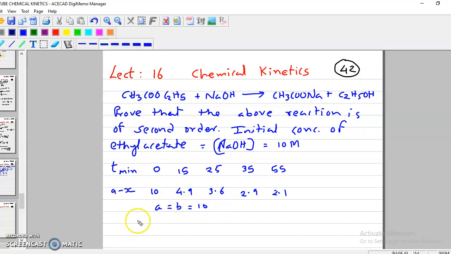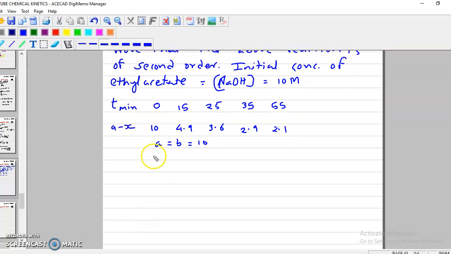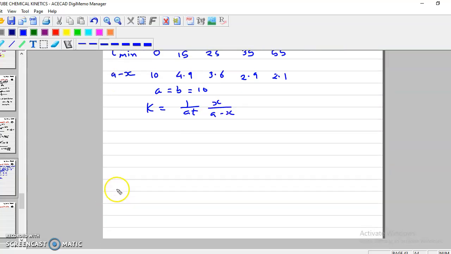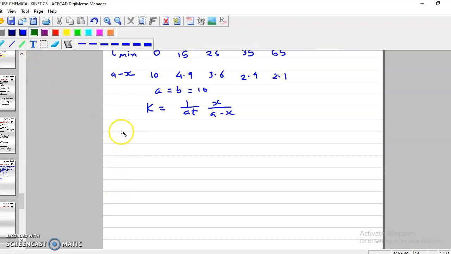As A is equal to B, because the concentration of both reactants is the same, we can use the formula K is equal to 1 upon At into x upon A minus x. So let us make the table for the numericals: first of all time, then x, then A minus x, and then K. For 0 time, x is 0, A minus x is 10.